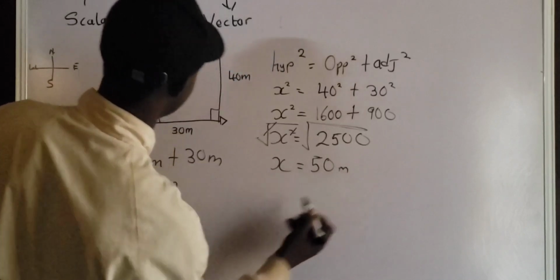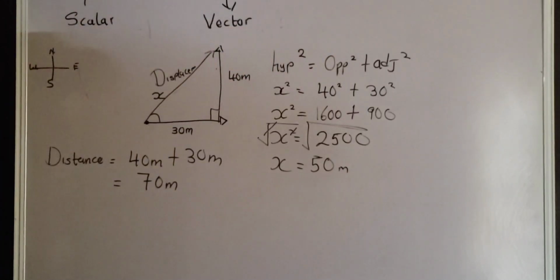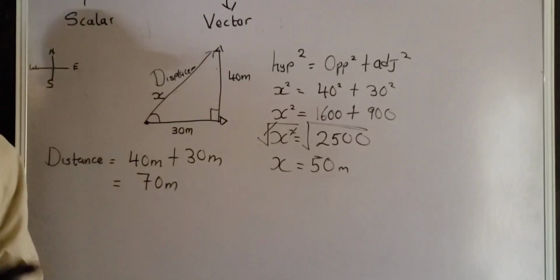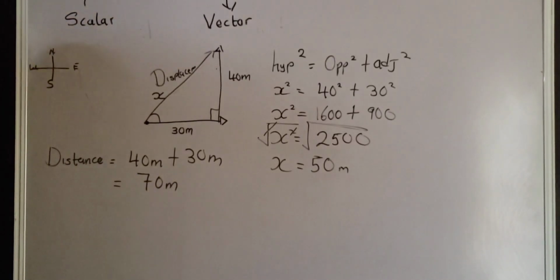50 meters. You understand? So the displacement tells us the shortest distance traveled by the object, and the distance tells us the total length traveled by the object. So the displacement is 50 meters. I want you to take note of that. And don't forget that I told you that displacement is a vector quantity, while distance is a scalar quantity.